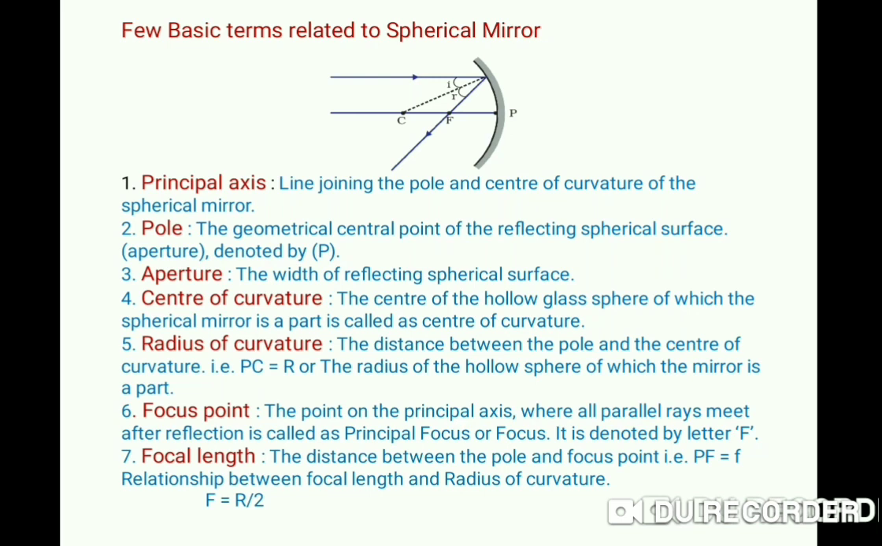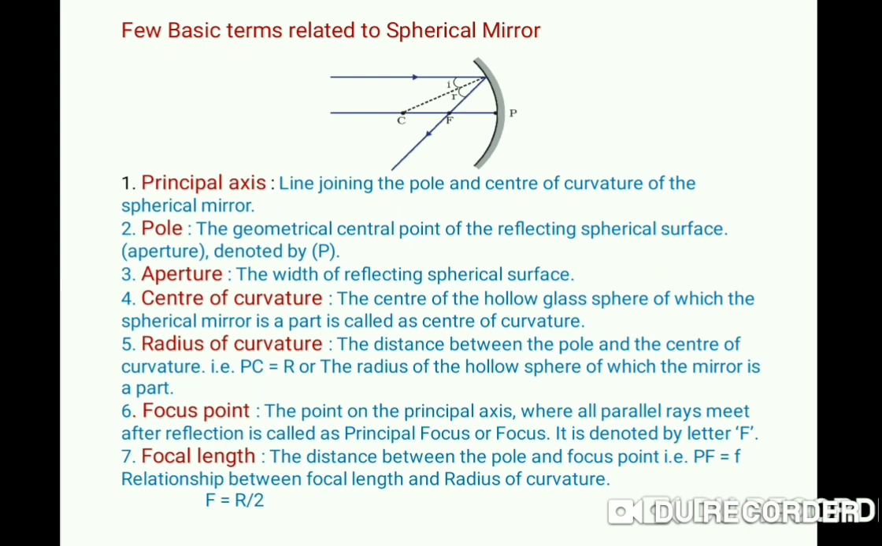Now, a few basic terms related to spherical mirrors. The first one is the principal axis. The line joining the pole and the center of curvature of the spherical mirror is called the principal axis.